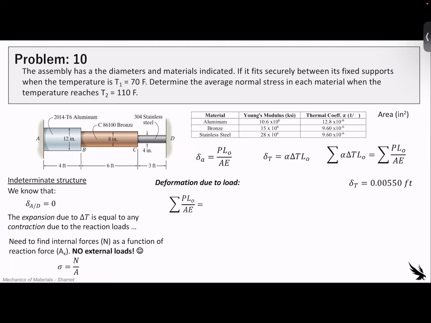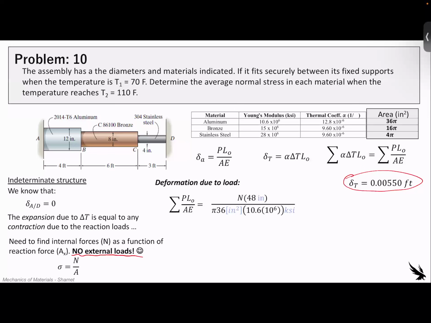So the deformation due to loading, let's find what that deformation due to load is. So there's no external loads, so that means that this is all due to the reaction forces. So this N here is the thing that we need to solve for, since we're asked to find the average normal stress in each material. And so we have it in inches total, and the summation of each one with the Young's modulus according to what we have here.